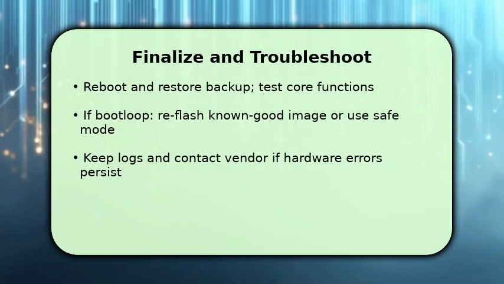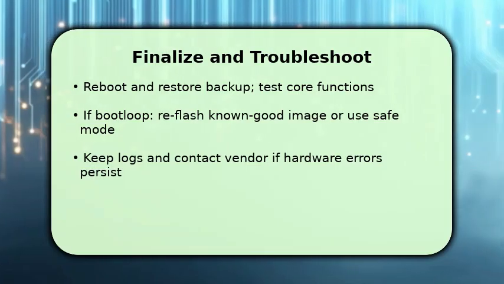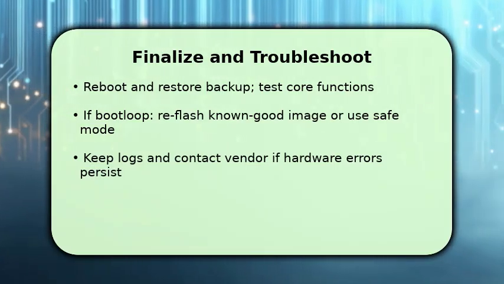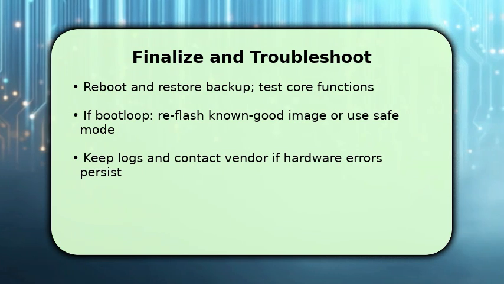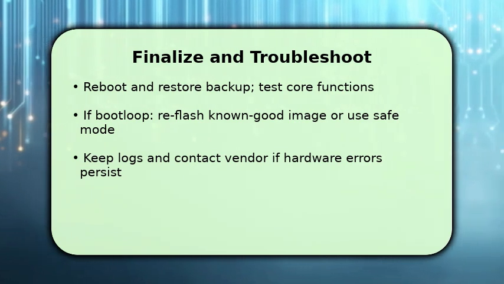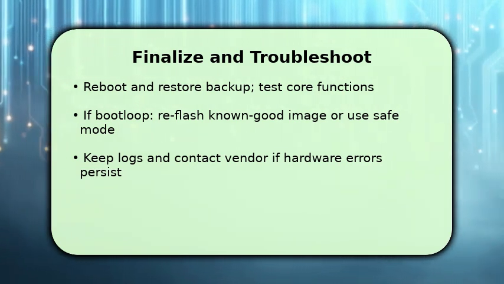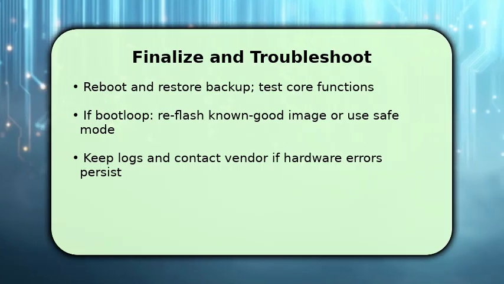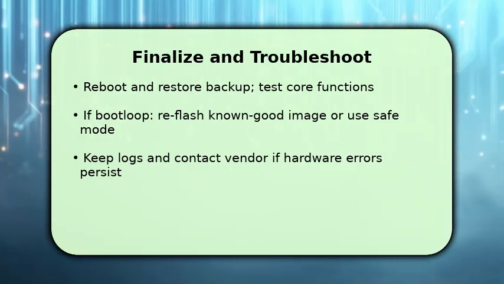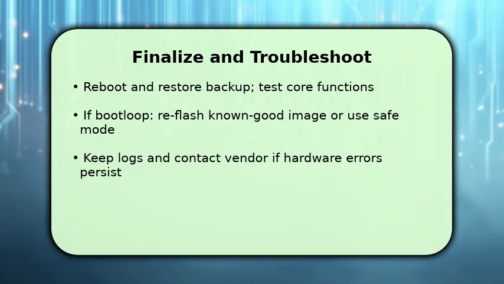You finish by rebooting into the restored OS and immediately restoring your backup. Then test key functions like calling, Wi-Fi, and apps. If the phone fails to boot or loops, force into recovery and either reflash the stable image or boot into safe mode to isolate a faulty app. Make sure to save logs and error screens.